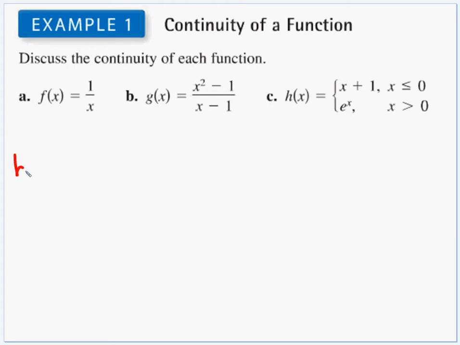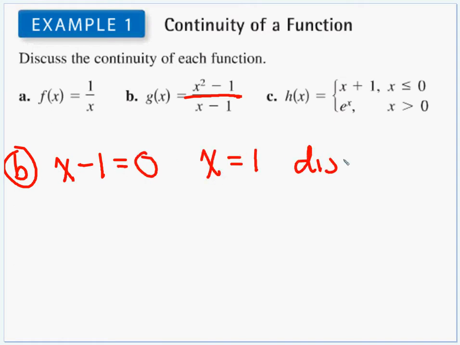Now, if we look at B, x squared minus 1 over x minus 1. If we set that denominator equal to 0, if we set x minus 1 equal to 0, we get x equals 1. That is a discontinuity. So when our denominator zeroes out, we know we have a discontinuity there. We've got to tread carefully. Can we remove this one or not, though?